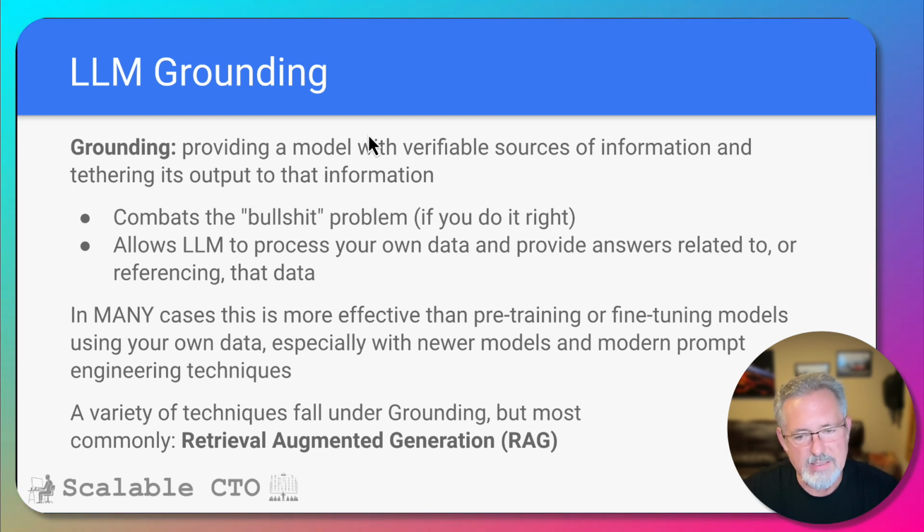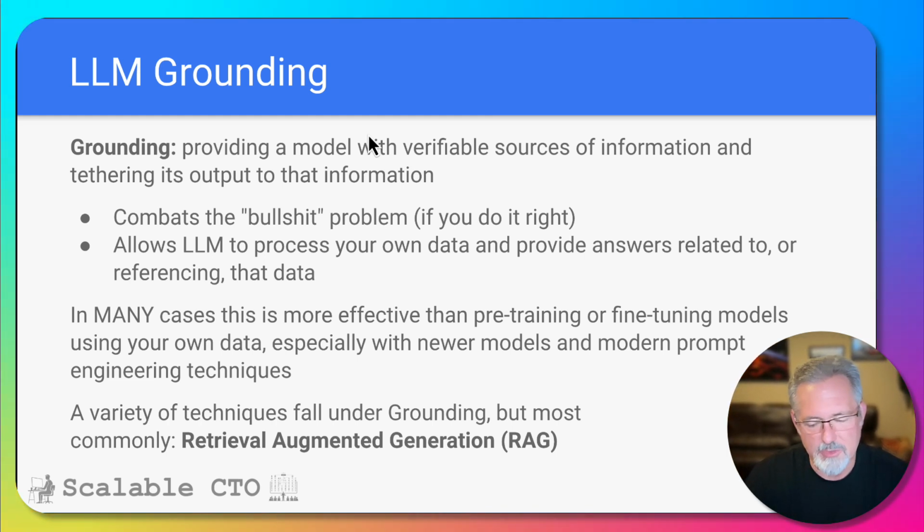And particularly lately with the current models and the current prompt engineering techniques, in many cases, it's more effective to use grounding than it is to try to pre-train or fine-tune a model on your own data. There are some exceptions, I think, if you're trying to train skills, there are still cases where it makes sense to do that kind of fine-tuning. But if you're trying to build a model that understands how to navigate your own data and give you answers in the context of your own data, grounding is really the way to do that. There are a variety of techniques that fall under grounding, but retrieval augmented generation, or RAG, is really the most common one that covers most of what people do with grounding, and we're going to talk about that.